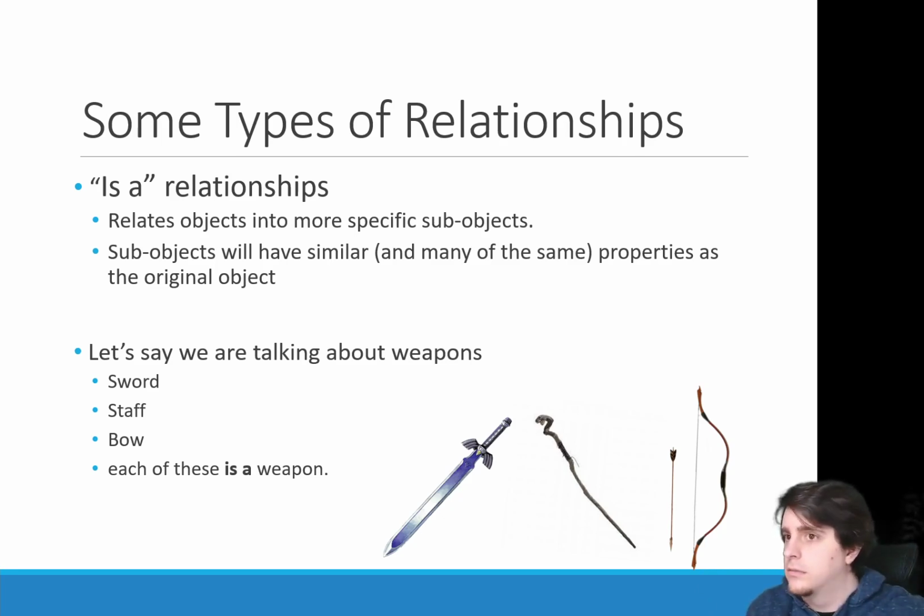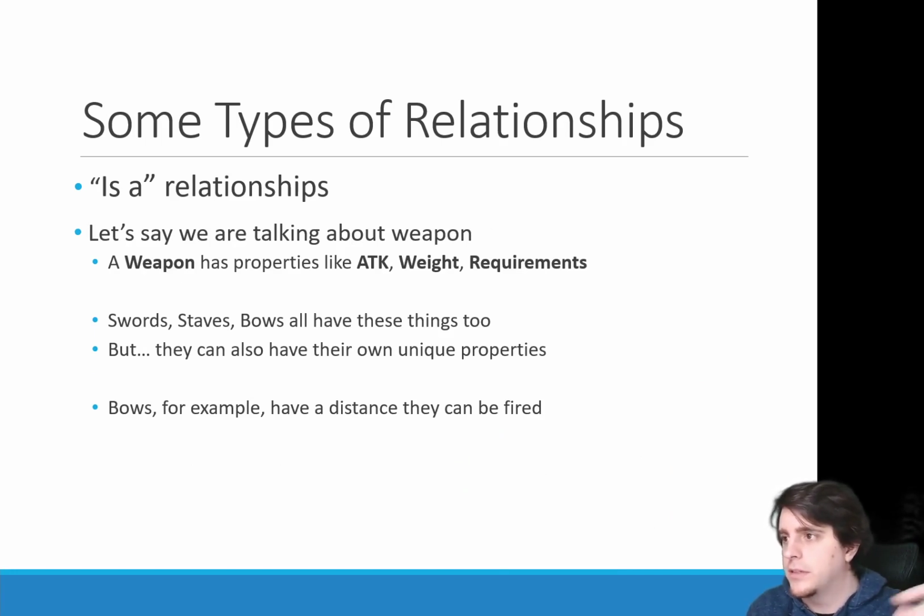And so all of these weapons will have their own set of properties. Like let's say, when we're talking about any weapon, it has an attack value, a weight, and maybe some requirements for the character to actually equip it, right? Swords, staves, bows have all of these things. They are weapons. However, a sword, a staff, and a bow also have their own unique properties. A great example is a bow, right? Of these three things, a bow is the only ranged weapon. So a bow will have the attack, the weight, and the requirements as defined by it being a weapon. But it also has this unique property in that it has a distance that it can be fired, whether that's 60 feet or 120 feet or anything like that.